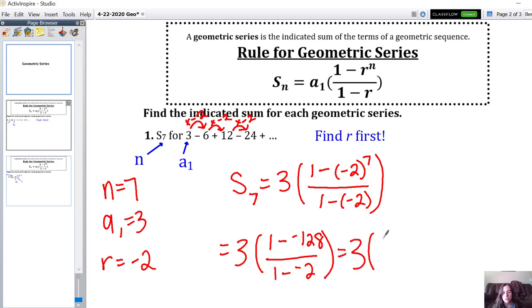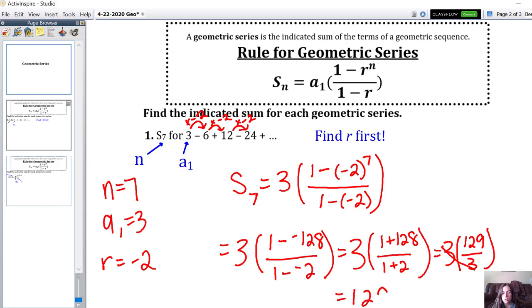This then simplifies to 1 plus 128 over 1 plus 2, which is 3 times 129 over 3. But since we have 3 times a fraction that's over 3, that's just going to leave us with 129. So our sum here for 7 of these terms gets us to 129. Let's look at another example.